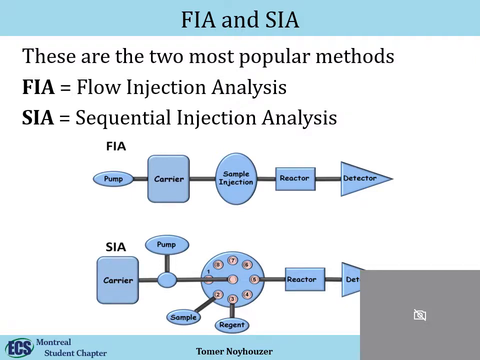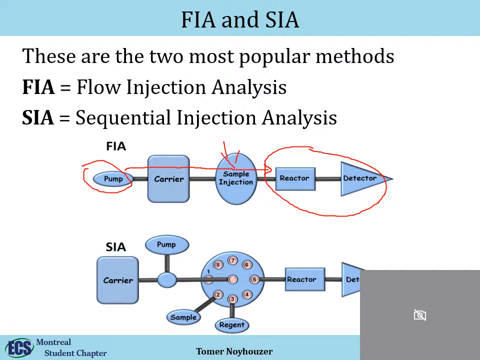Now, when you're using the pump, you have two different types of methods. You have flow injection analysis and sequential injection analysis. Flow injection analysis is basically HPLC. Here you see the pump is positioned before the carrier liquid. It pushes the carrier liquid to the sample injection. Remember, in HPLC, you have the sampling loop, right? So you add your sample here. The pump will push your buffer solution through the sample and towards the reactor. In HPLC, it's a column. And from the reactor to the detector. In electrochemical measurements, basically the reactor and the detector are combined, right?